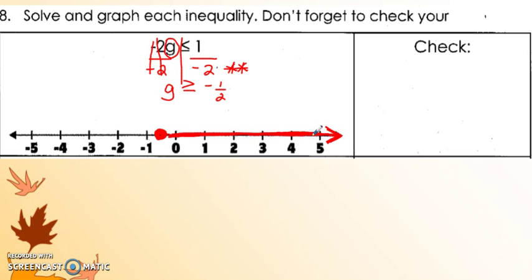And now I'm going to check my answer. I can pick any number that I want from this shaded side. 0 is always an easy number to pick. So I'm going to select 0. I'm going to test, is negative 2 times 0 less than or equal to 1? Negative 2 times 0 is 0. It is less than or equal to 1. That shows that we had to flip that symbol to take into consideration the negative.